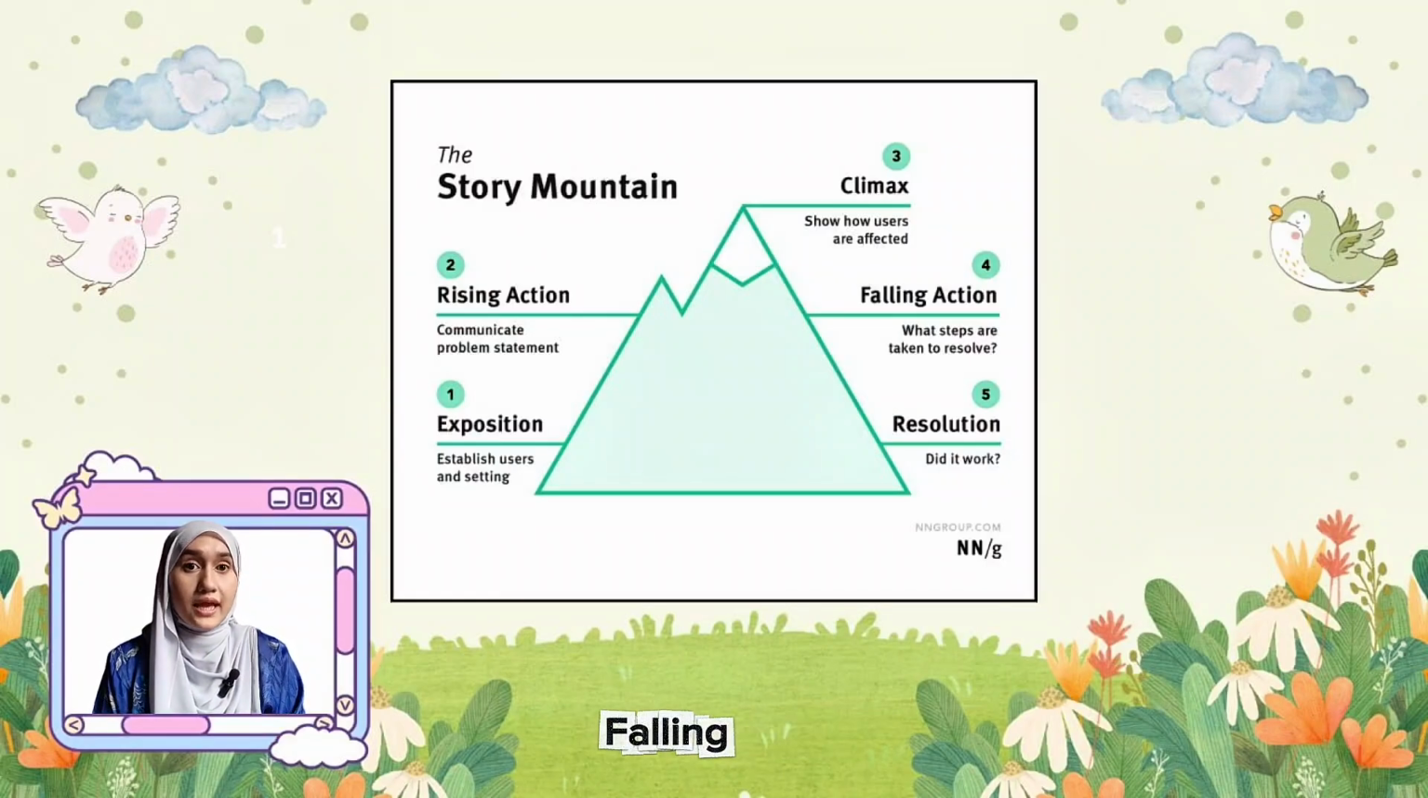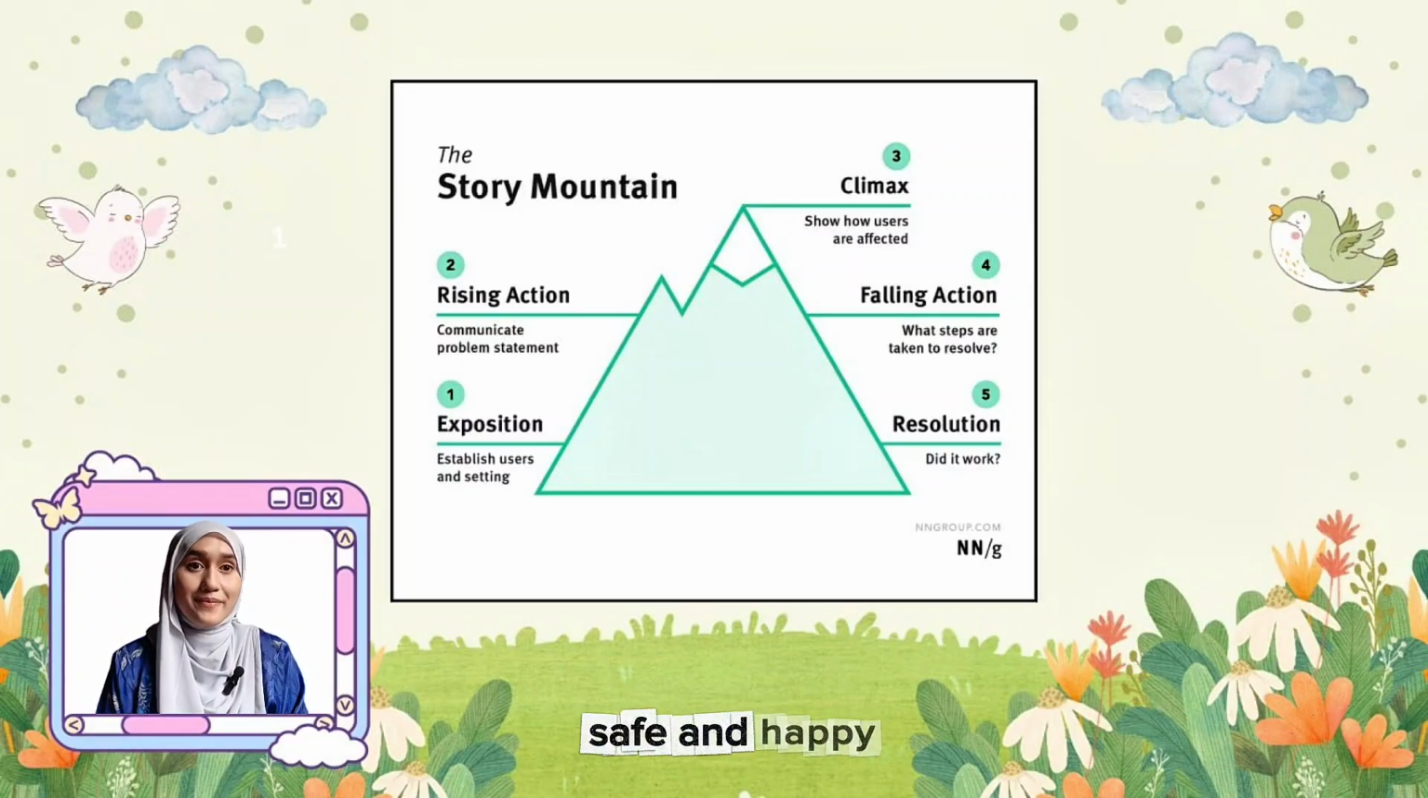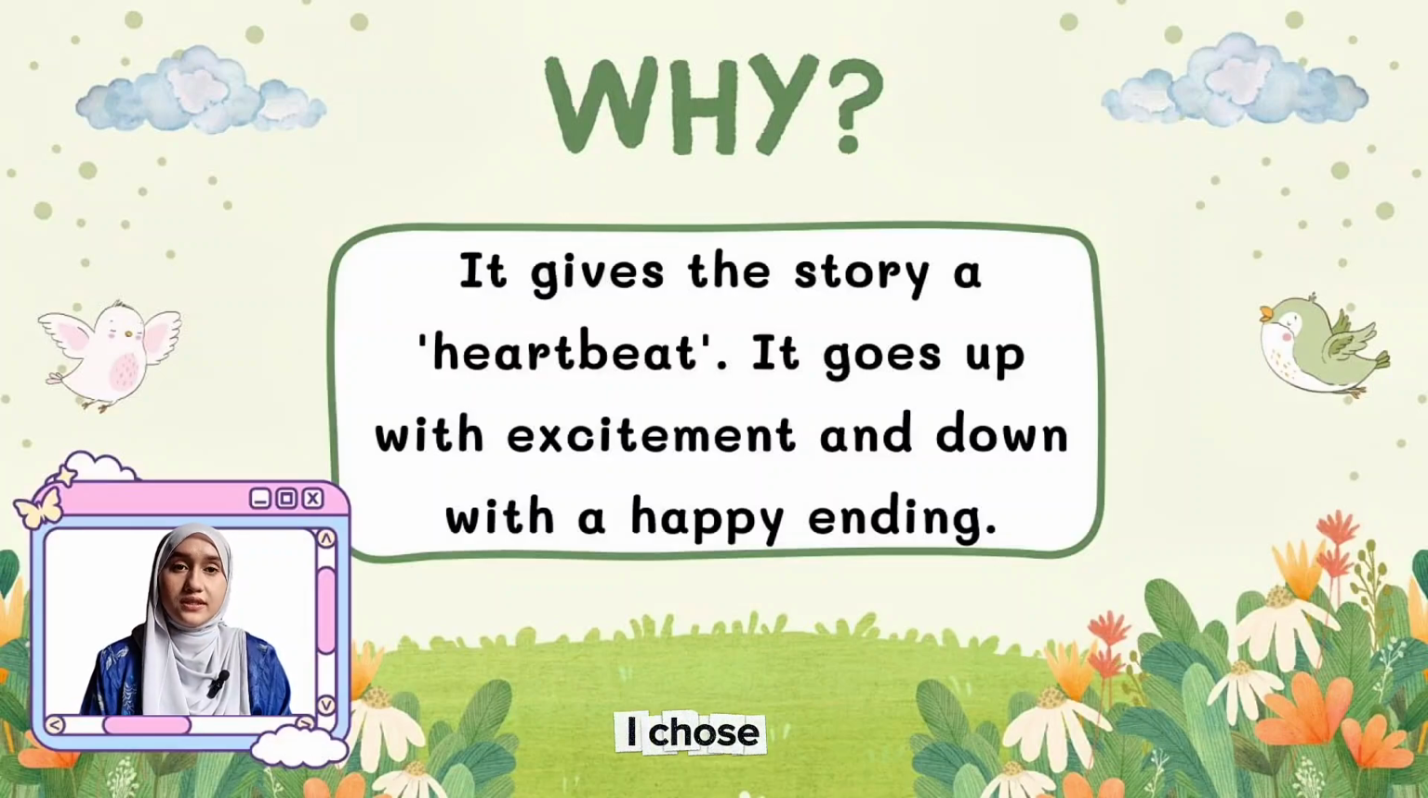Next, the falling action. This is when Dad jumps up to rescue the kite. And lastly, the resolution. The family is safe and happy again. I chose this because it gives the story a heartbeat. It goes up with excitement and down with a happy ending.